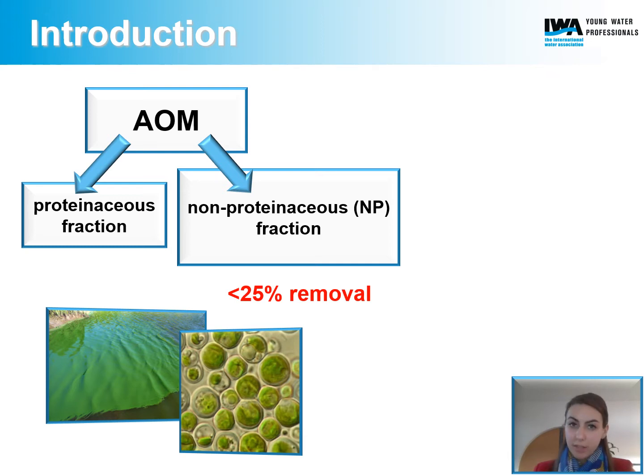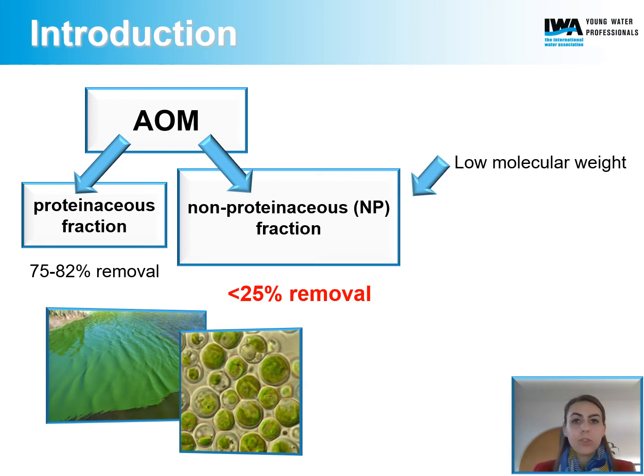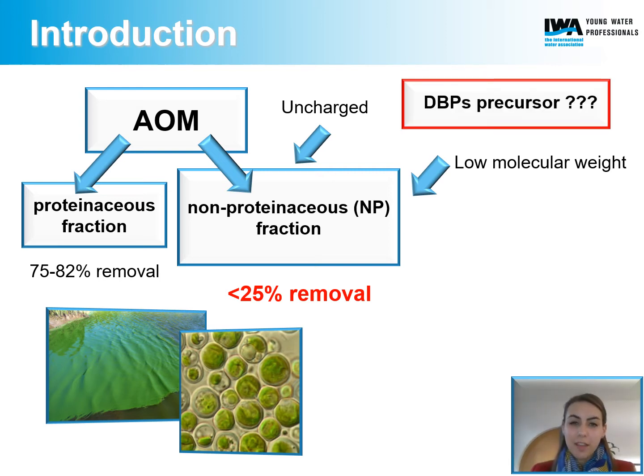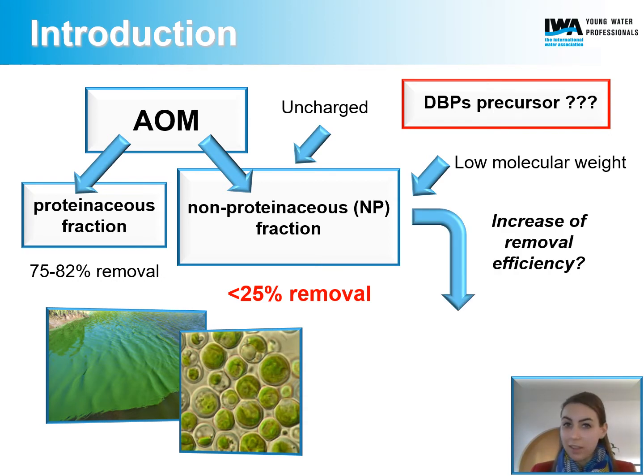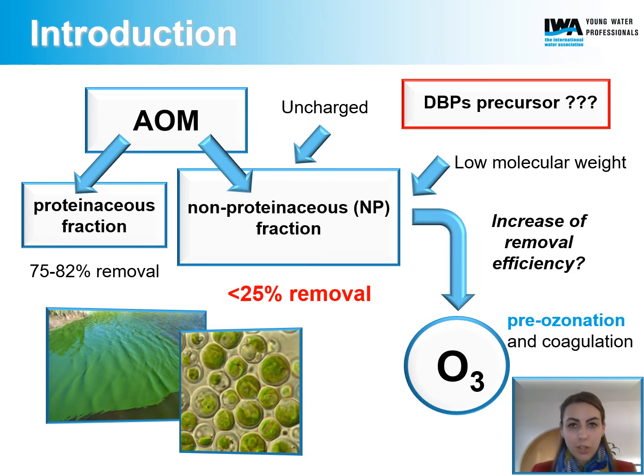The reason for low removal efficiency of non-proteinaceous fraction is probably the high content of low molecular weight or uncharged organic substances, which can be precursors of disinfection byproducts. So, the question is, how do we increase the removal efficiency of the non-proteinaceous fraction? And the answer can be in oxidation processes, especially in pre-ozonation or post-ozonation.